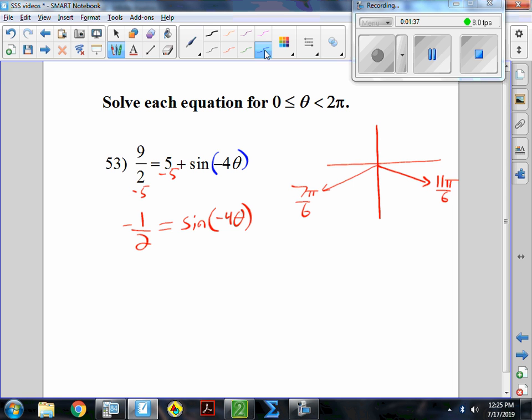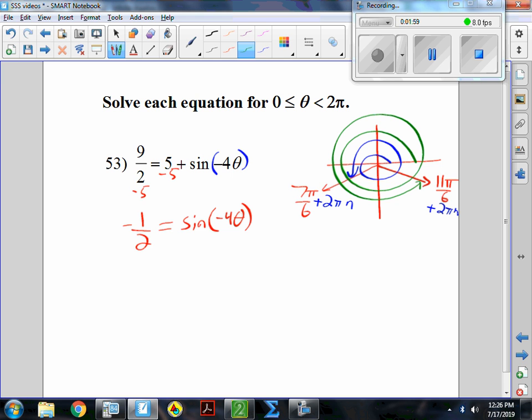So 7 pi over 6, if I could do a coterminal angle, I just add 2 pi to that. So plus 2 pi n is all of the coterminal angles. Same thing for 11 pi over 6. 11 pi over 6 plus 2 pi n means I can go around the circle more than that. So if 11 pi over 6 is here, then going around it again is plus 2 pi, etc.